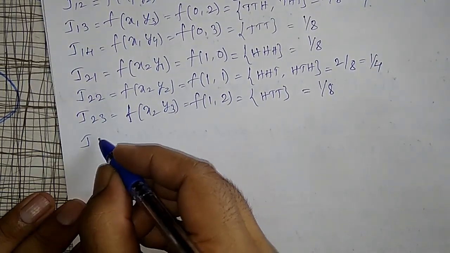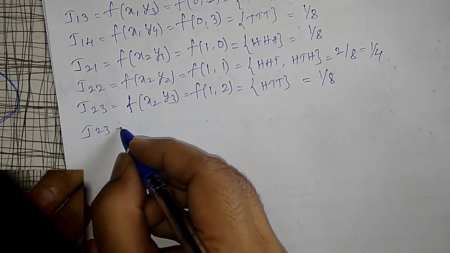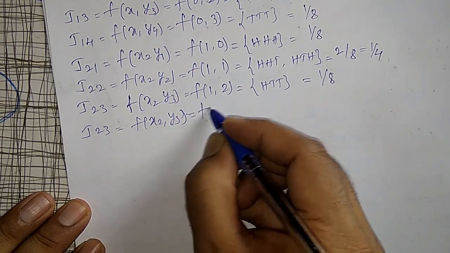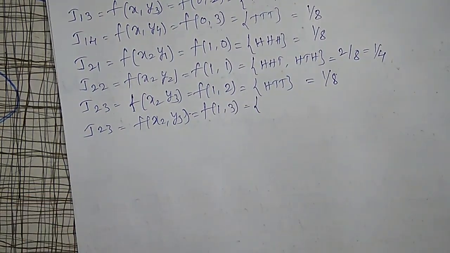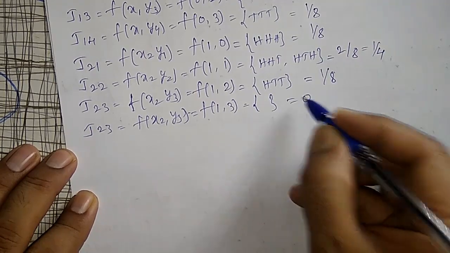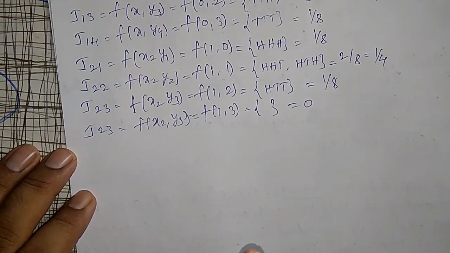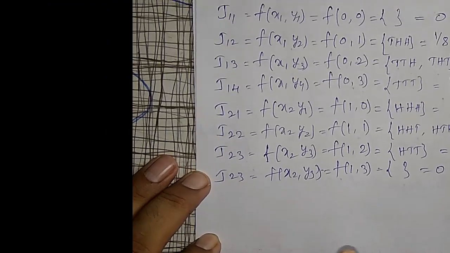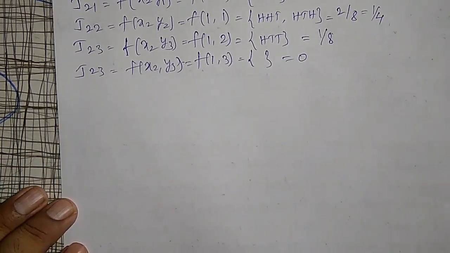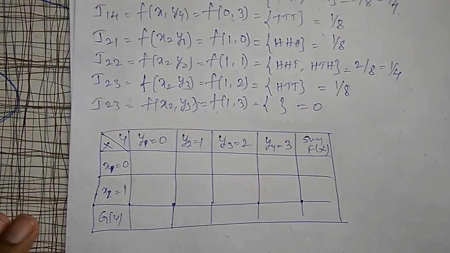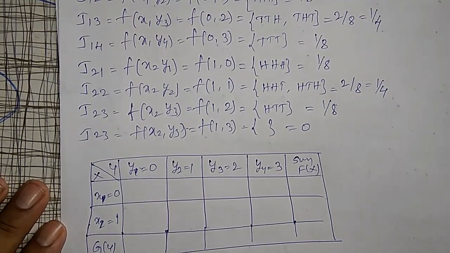Like that, joint probability of 2 4, f of x2 y4, that is f of 1 comma 3. The first toss must be head and all should be tails. It is not possible at all, therefore it is also empty. Okay, these things I will carry out in a table. That table is known as a joint probability table. These probabilities I will convert into this table.